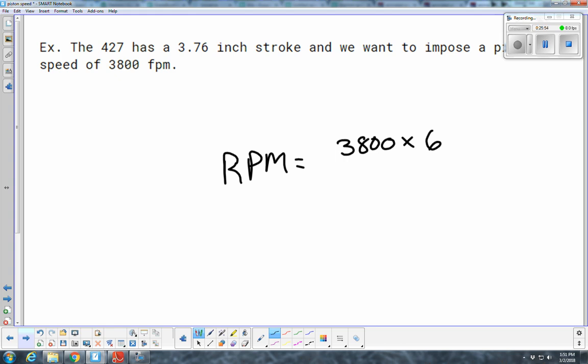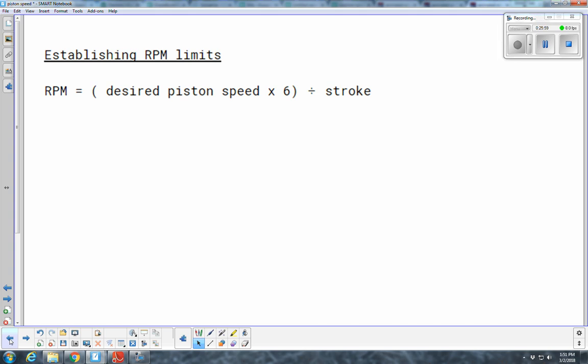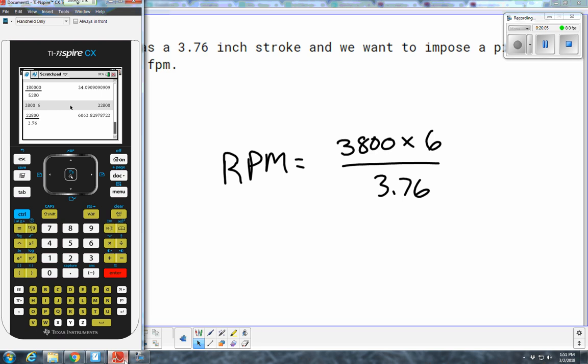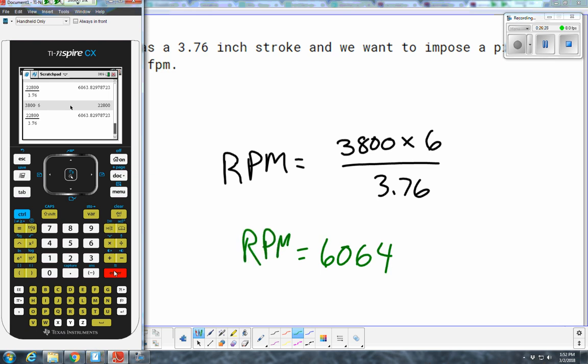So we'll take that in the calculator, and then it'll tell us where a rev limit should be to stay within that tolerance of piston speed. So multiply that there, divide by 3.76. That's the stroke, and that gives me 6,063.4. So my RPMs need to stay within that range in order to not go beyond this piston speed. So that's how it works. If you know the type of pistons you have, you can work backwards and figure out what your rev limit should be, or how they calculated that for your particular vehicle.